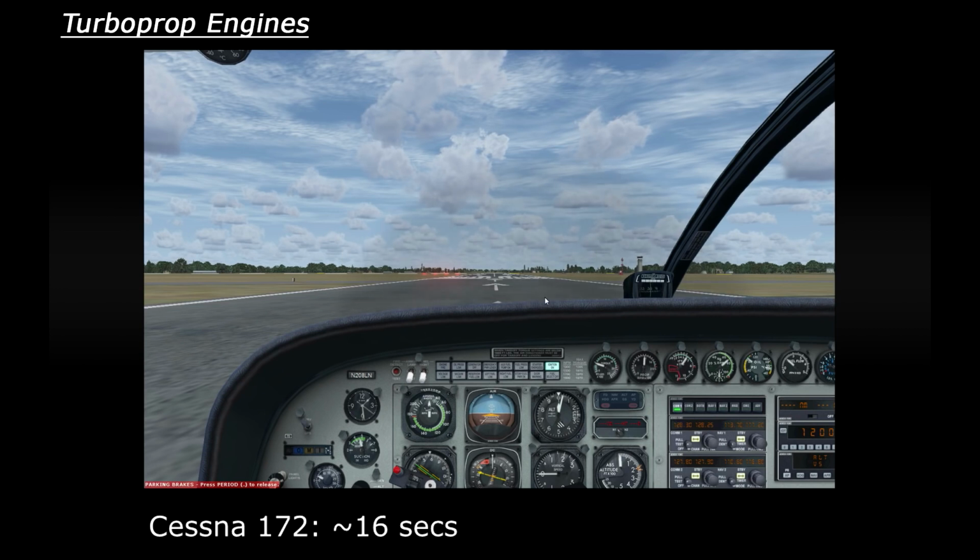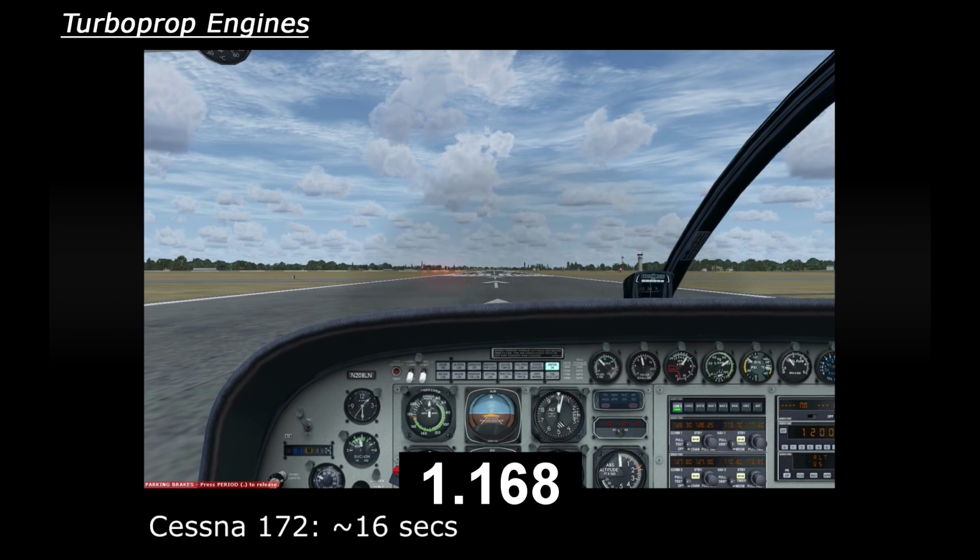Okay, so let's try the same thing again with the Cessna Caravan. So if you keep an eye on this top row of instruments here, these are our engine instruments rather. So we'll do the exact same test. We'll go from idle to max to idle again. So in 3, 2, 1, full throttle.